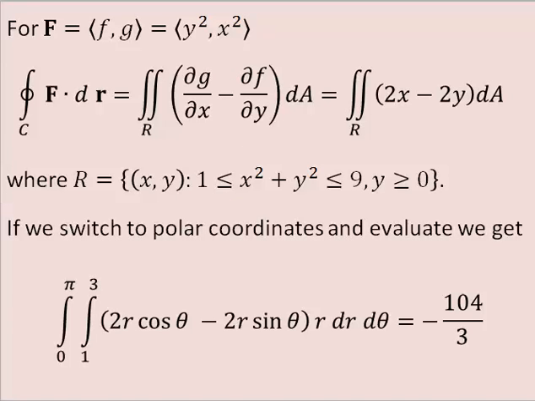All right, so using Green's theorem, we're doing circulation, so we're looking for curl. The curl is 2x minus 2y. Now, if we switch to polar coordinates and evaluate, we get negative 104 divided by 3, which is what we were expecting, an overall negative circulation.